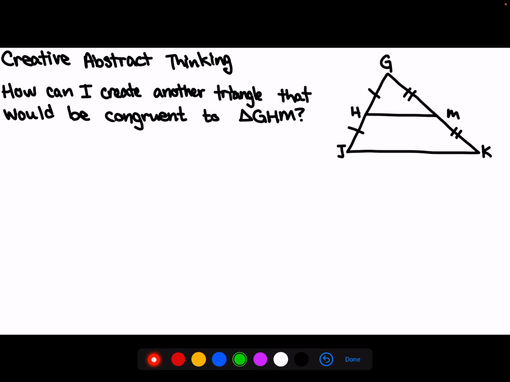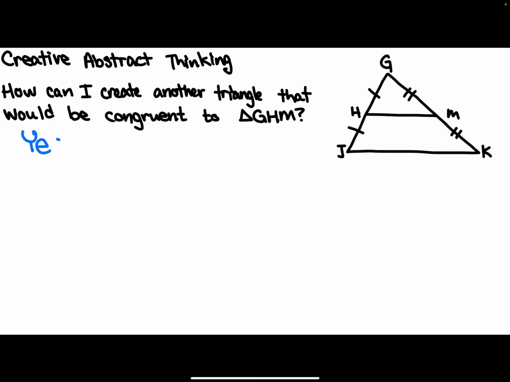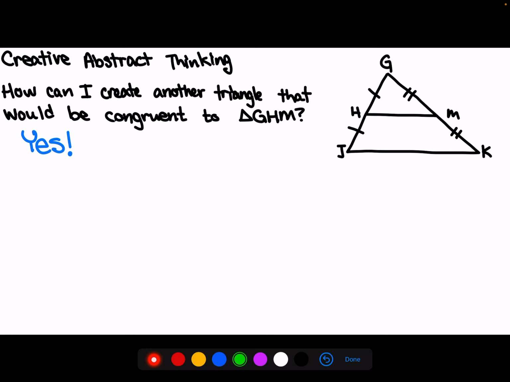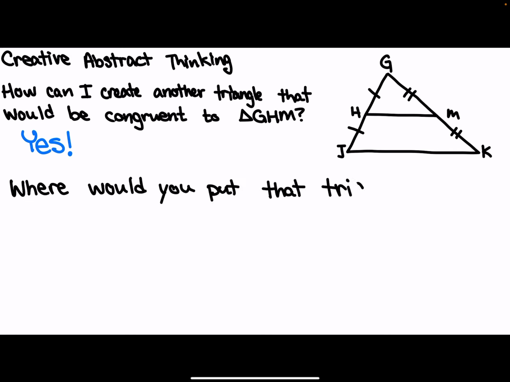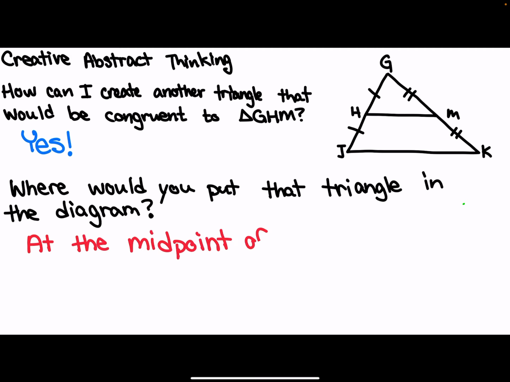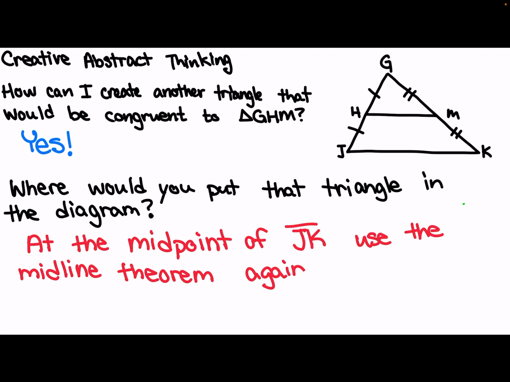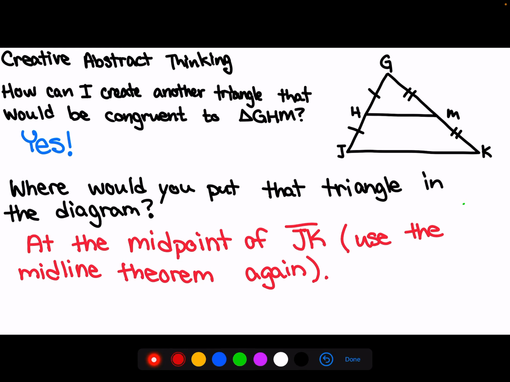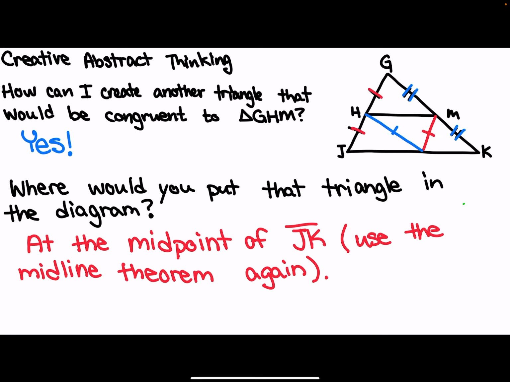How can I create another triangle that would be congruent to a triangle GHM? And can we actually make a triangle like that? Well, yes, we can make a triangle like this. And how we would do that is we would find another midpoint. So where would you put that triangle in the diagram? Well, I would put the triangle where I can find the midpoint. So I use the midpoint of JK to create another midline. So I find the midpoint of JK. I'm just going to call it point N, and it's going to change slightly, so I might as well just erase that. So I'm going to call it point N.